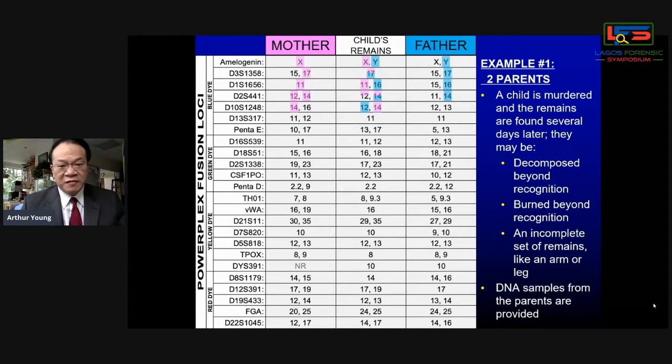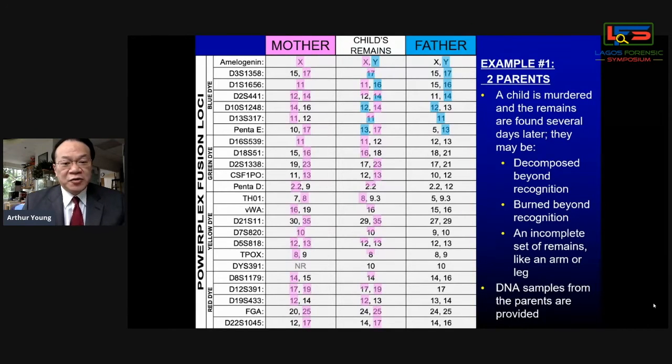There's also a 12 at this next genetic marker, which the father has. At the next genetic marker, we have an 11, which the mother has. And since that's the only allele that these remains produced, the father would have to have an 11 as well, and our father does have an 11. At the next genetic marker, we have a 13 and a 17. The 17 could have come from the mother, which means that the 13 would have come from the father.